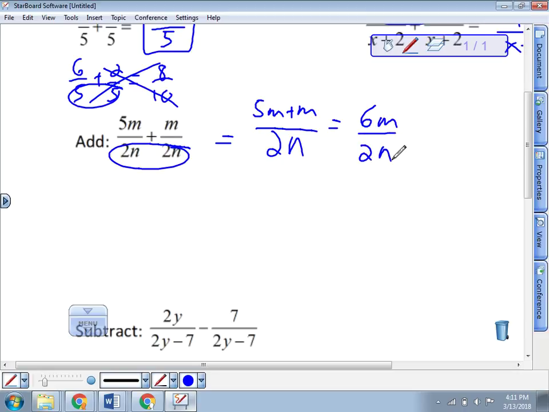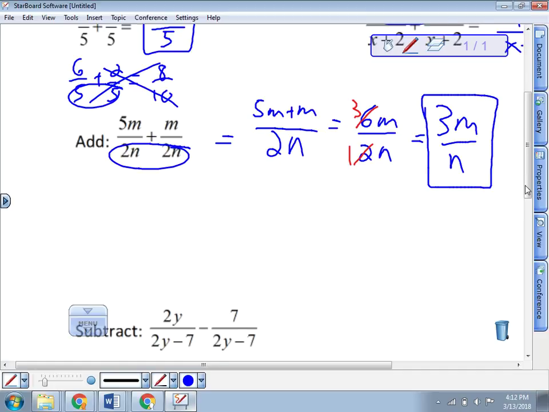This is something we can reduce. We can reduce the 6 and the 2 because we can divide each by a 2. We can divide it out by the common factor. So that would be a 1, and this would be a 3. So our final answer then would be 3m over n. There you go. That's addition.